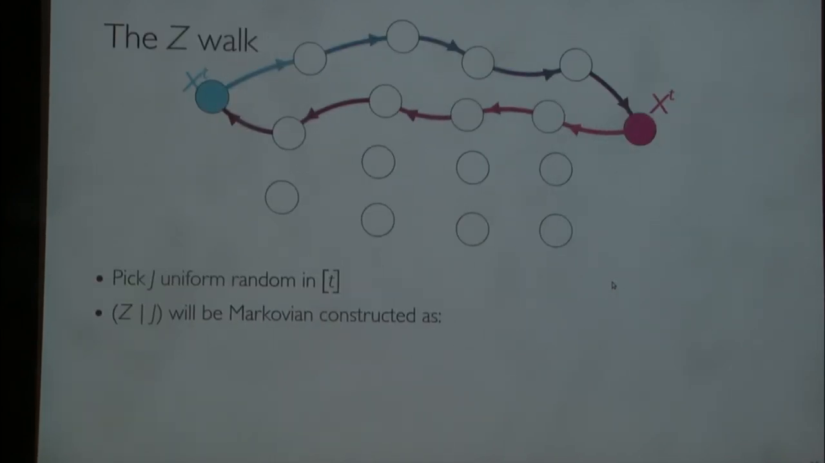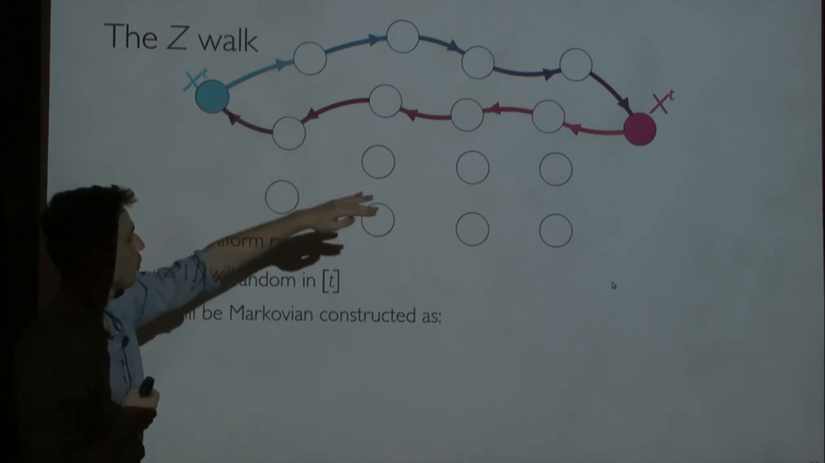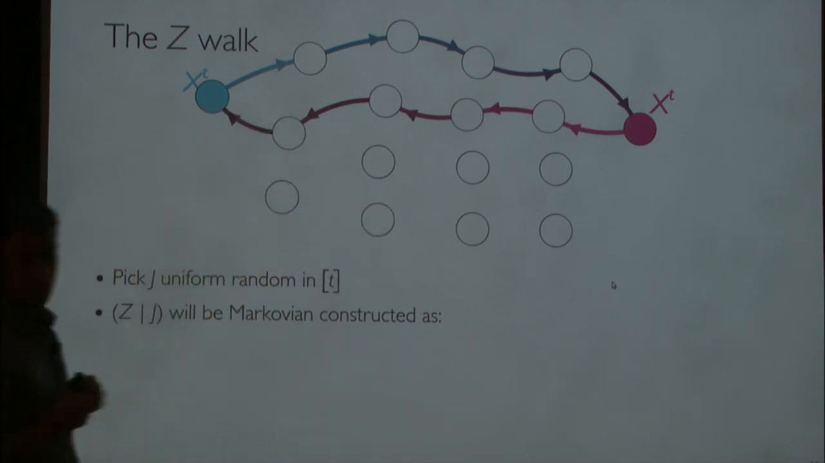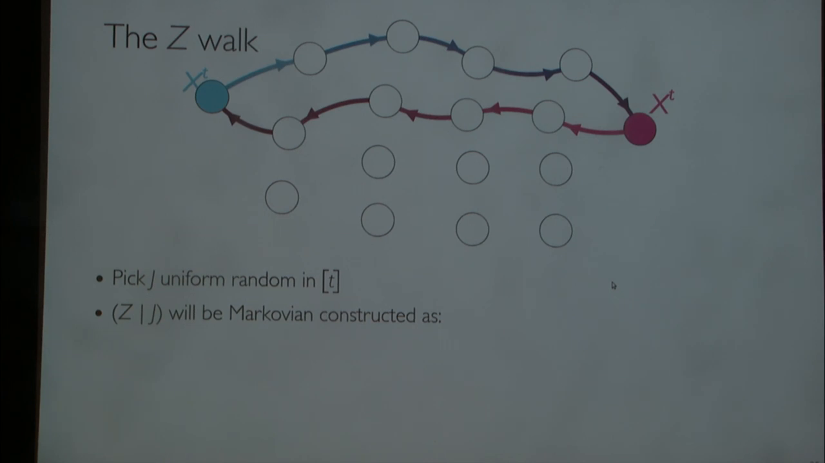So what is it? Now recall the x-walk. This was the walk that starts from a and goes to b in t plus 2 time steps. This plus 2 comes from the fact that we had introduced these new states a and b. And we can run it forward in time or just run it backward in time. If we do that, it will take us from b to a with probability 1. OK, now, how is z constructed?